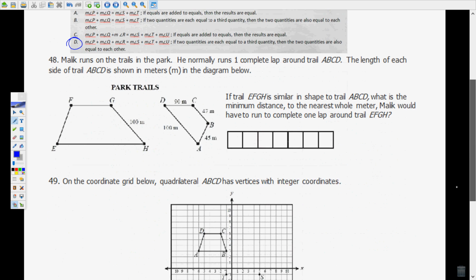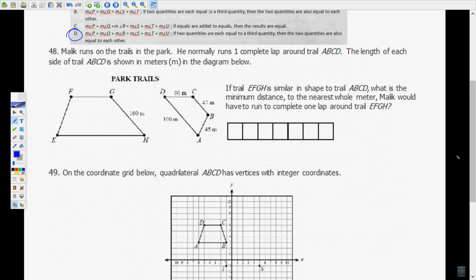Ooh, fun. Last one. Malik runs on the trails in the park. He normally runs one complete lap around trail ABCD. The length of each side of the trail ABCD is shown in meters in the diagram. If trail EFGH, here's that word again, is similar in shape to trail ABCD, what is the minimum distance to the nearest whole meter Malik would have to run to complete one lap around EFGH?